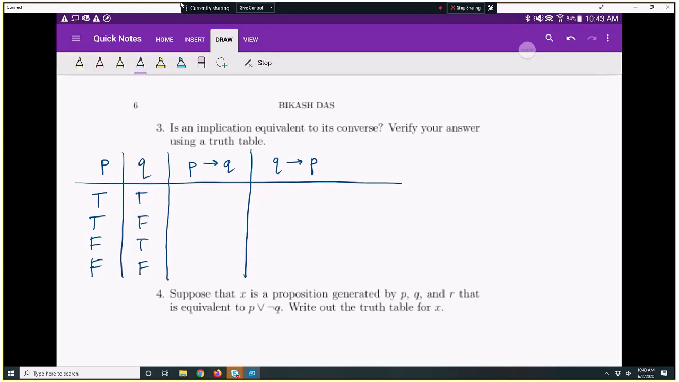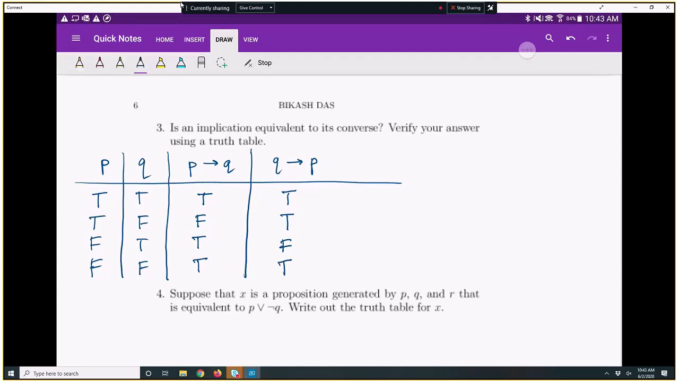Then P implies Q will be true implies true, that's true. True implies false is false. False implies true is true. False implies false is true. What about going the other direction? Q implies P would be true implies true, that's true. False implies true is true. True implies false is false. False implies false is true.